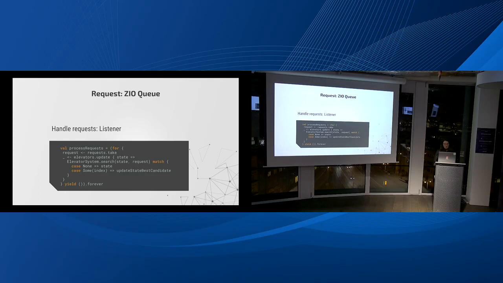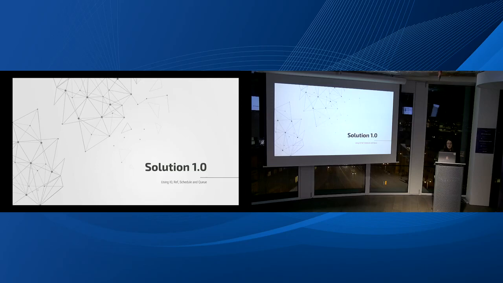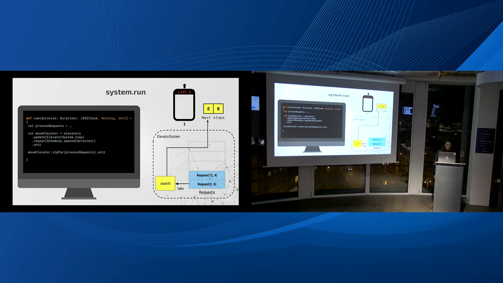And now, instead of doing .fork for move elevator and then .fork for process requests, there are many interesting functions in ZIO. We want to move the elevator and process the requests at the same time, so we can use zipPar. And now, at the same time, we have many elevators that are moving and serving different requests. So when the passenger clicks the destination, we will call send request, and then the process would be performed. We will process the requests and move the elevators at the same time.